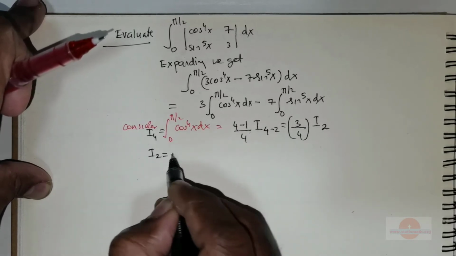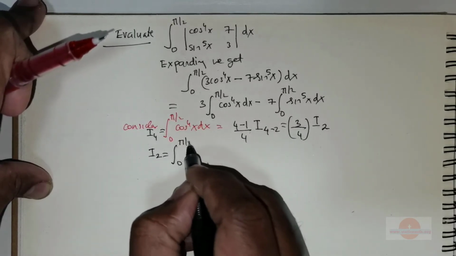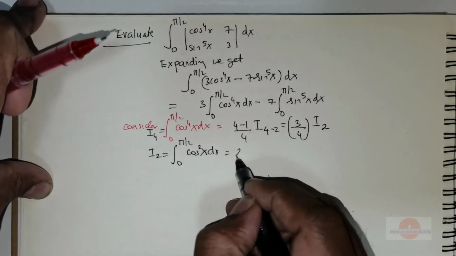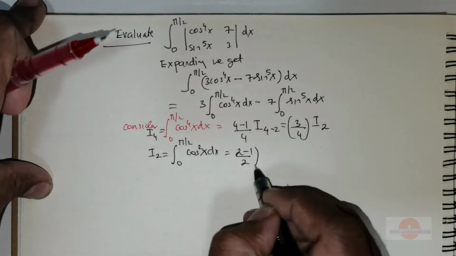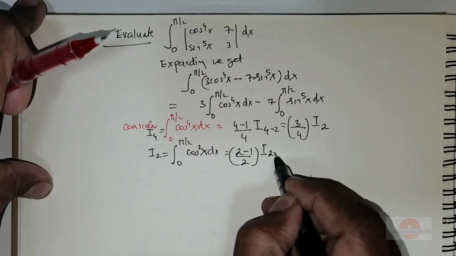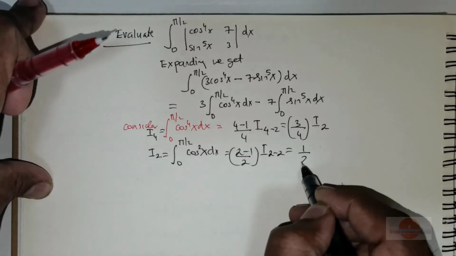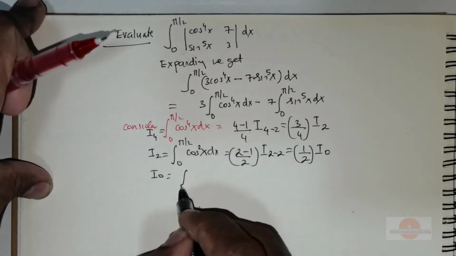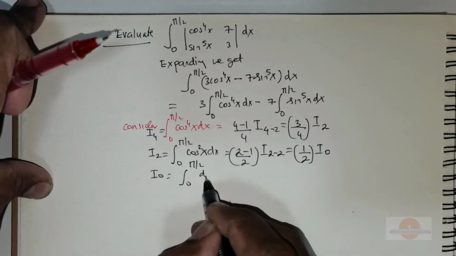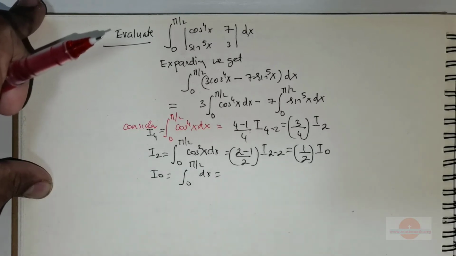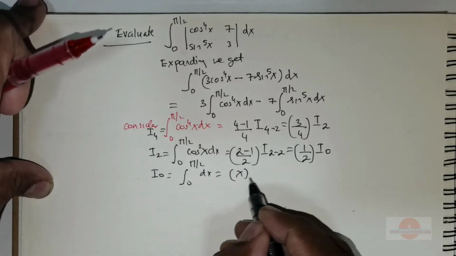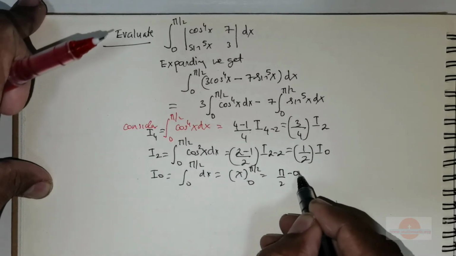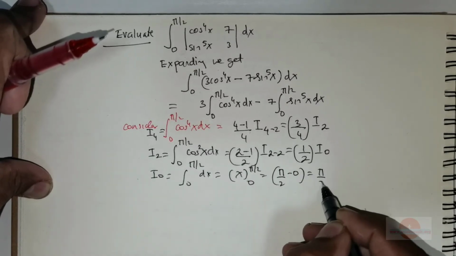So I suffix 2 is going to be the integral from 0 to pi over 2 of cos^(2x) dx, which is equal to (2 minus 1) divided by 2 times I suffix (2 minus 2), which is 1 over 2 times I suffix 0. But I suffix 0 is the integral from 0 to pi over 2 of dx. Applying the integration, you get x within the limits 0 to pi over 2. Apply the limits, you get pi over 2 minus 0, which is pi over 2.